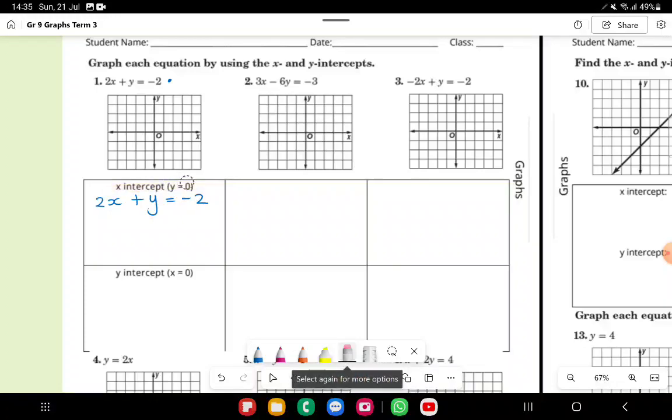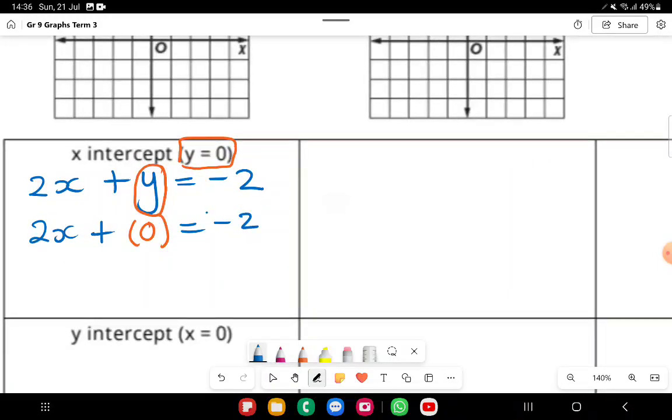Our next step: can you see here it says y equals 0? You're going to take that y and replace it with 0. Everything else stays the same. So you substitute in y is 0, but everything else stays the same. What does this mean? 2x equals -2.